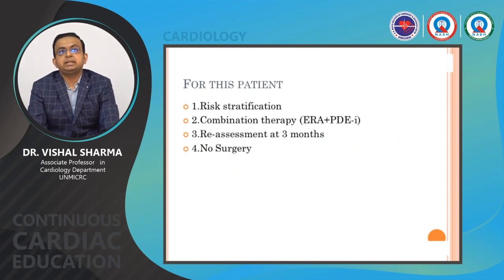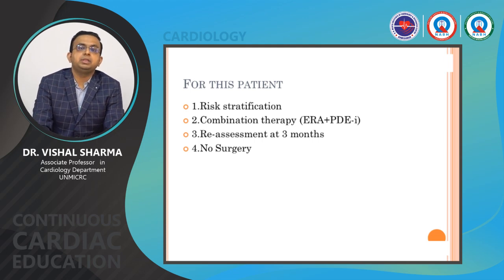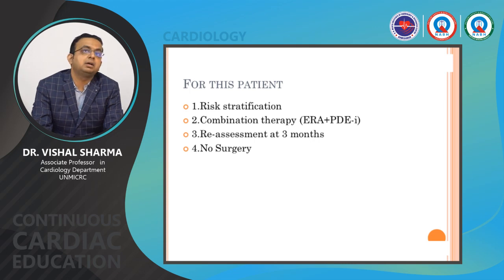So for this patient, what we did was we classified the patient as having idiopathic pulmonary arterial hypertension with a concomitant small defect which was causing the left to right shunt. Then we risk stratified the patient. This patient fell into an intermediate risk according to his score. We gave him a combination therapy. There was a combination of Macitentan with Tadalafil. We reassessed the patient. So we started him on therapy and then reassess the patient at 3 months.